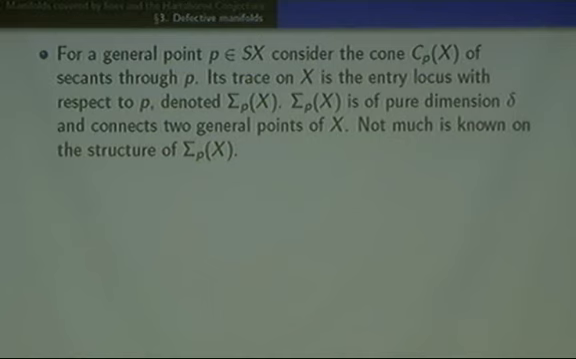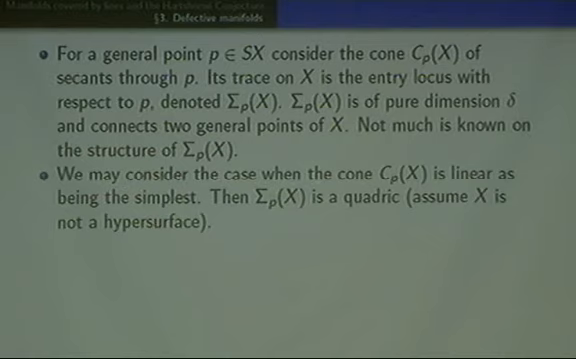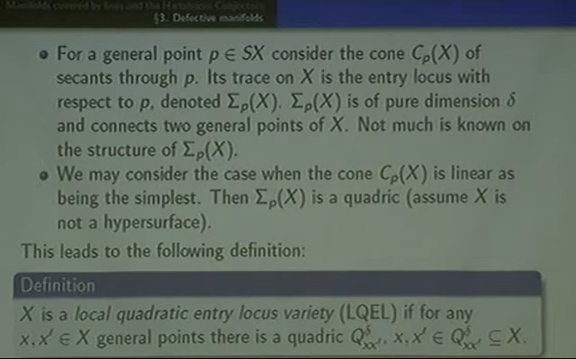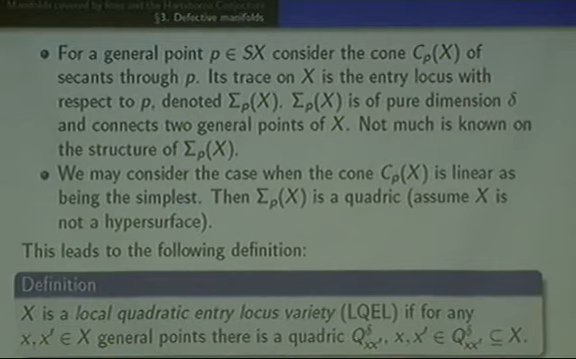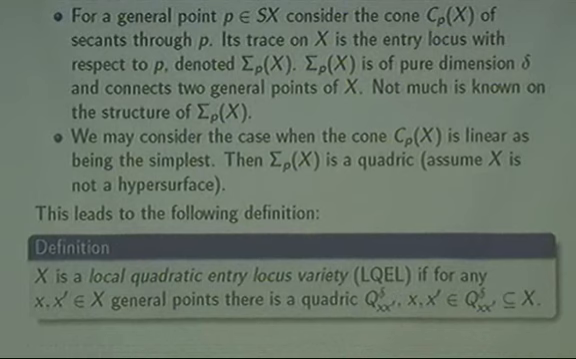So we may consider the case when the secant cone is linear, as being the simplest. And the simplest cone is the linear space. In this case, the entry locus is a quadric, of course assuming that X is not a hypersurface, which is trivial. So this finally leads us to this definition. I say that X is a local quadratic entry locus variety, abbreviated like this, if two general points may be connected by a quadric of dimension delta. The remark is that delta is the maximum possible value.